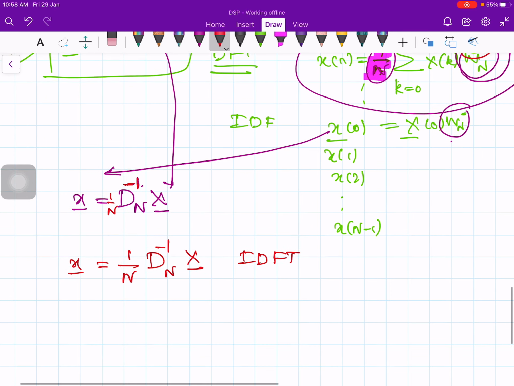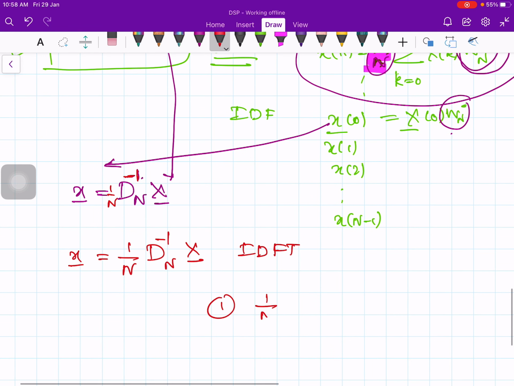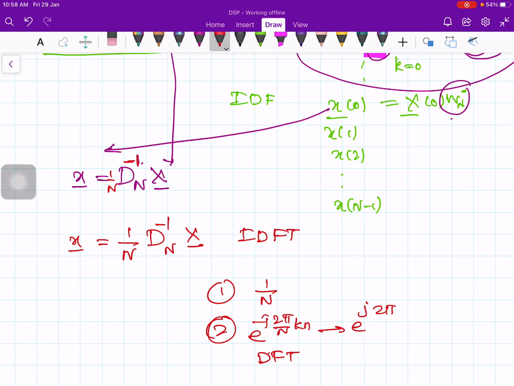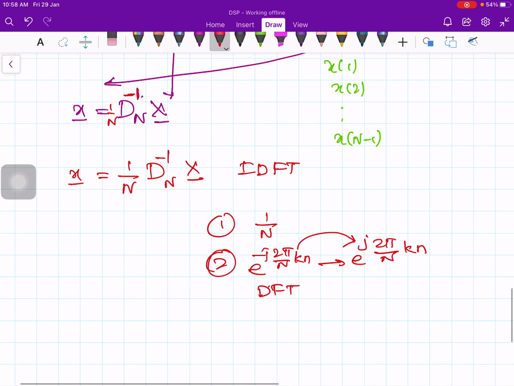So there are two differences. One is multiplying by 1 by N, and the second point is that e to the minus j 2 pi by capital N times kn, which is the DFT multiplication, becomes e to the plus j 2 pi by N kn here, that's all. So how do you move from this one to that one? You take the conjugate of that. Therefore Dn becomes Dn complex conjugate. Therefore it follows that.